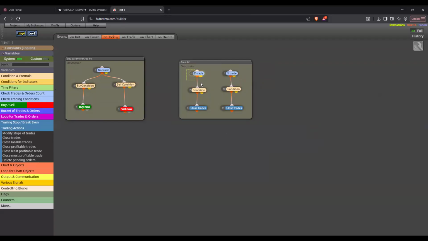Now, if there is a trade and it is a buy, it will continue to check the condition for closing a buy. And the condition for closing a buy is when the 20 period moving average crosses below the 50, it will close that buy trade. But that condition is also the same as opening a sell trade, and it would open a sell trade and vice versa. So now let's just take all of this.